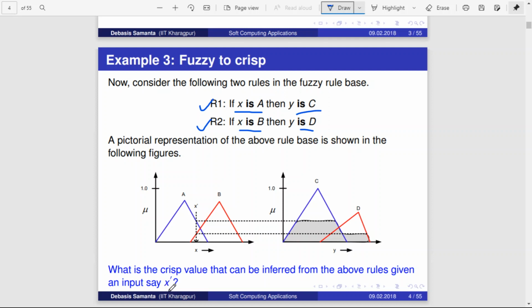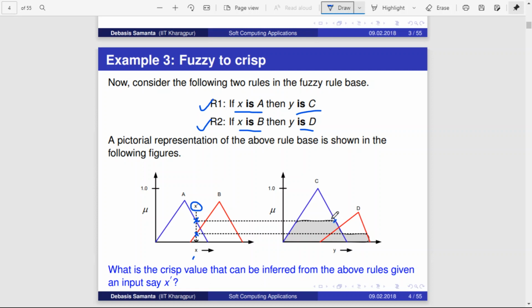Given an input, say x is x dash. Assume that at this point of x, we call it x dash. For this particular x dash, we want to identify the crisp value. Now if you see, it is associated with A and also with B. It is cutting A at this point, and it is cutting B at this point. From A, what is A related with? C. So from A you draw a parallel line to C.